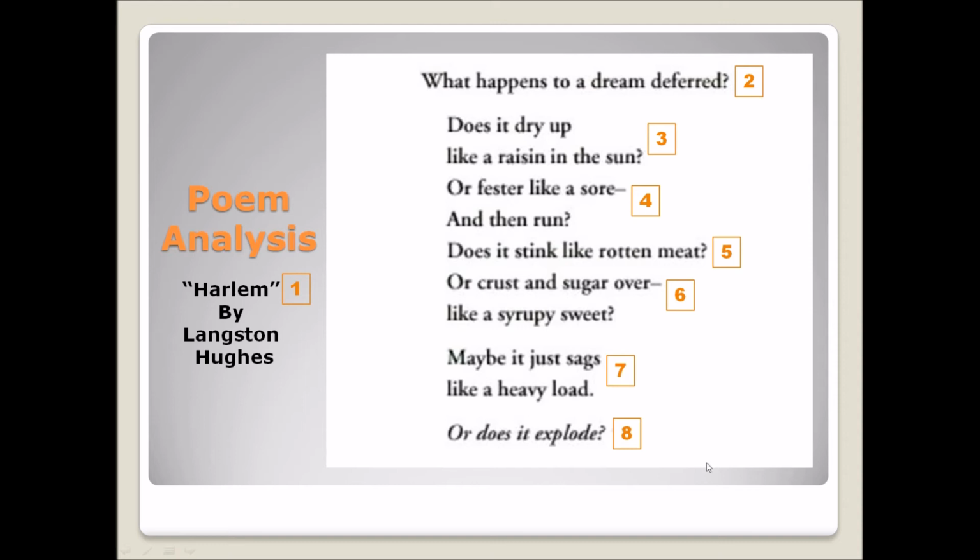Now we are going to complete an analysis of the poem. You will notice that I have numbered the title and then the lines of the poem in orange numbers with boxes around them. We are going to take a look at the poem line by line, which will help us figure out what the meaning of the poem is. I've created some charts to help us with this process.